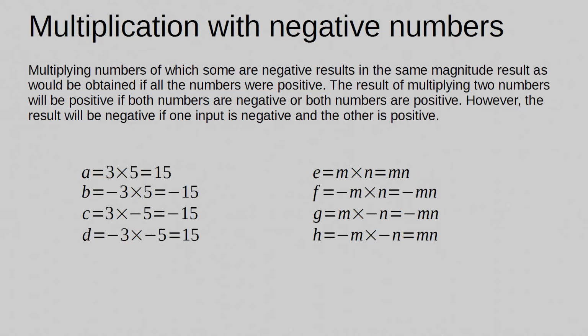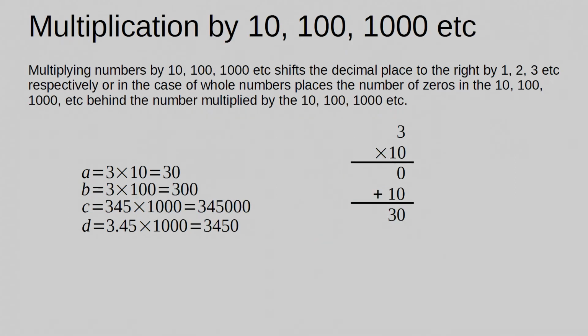If I'm multiplying with negative numbers, the process for multiplication does not change. I still get the same absolute value, but if I have a negative and a positive, or a positive and a negative, the result is going to be negative. If both of my values are positive or both of my values are negative, my result is going to be positive.